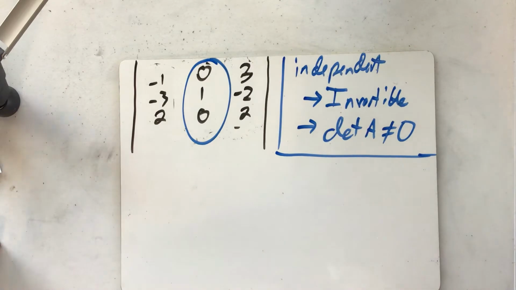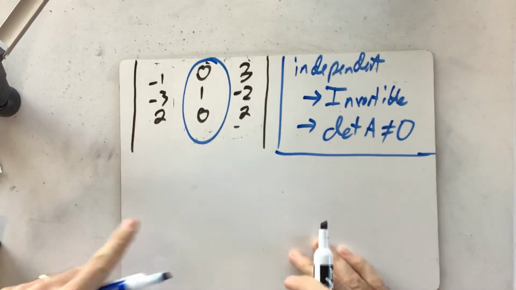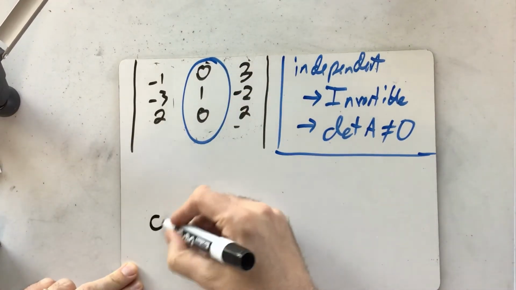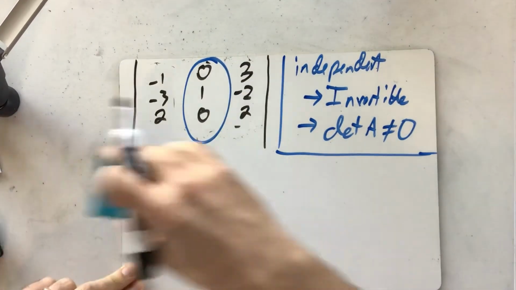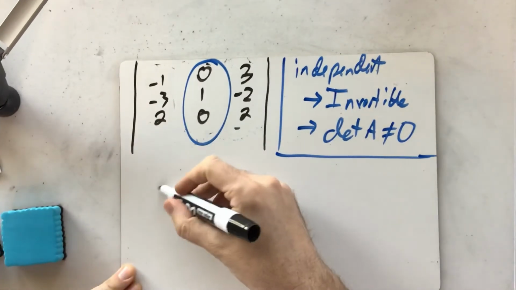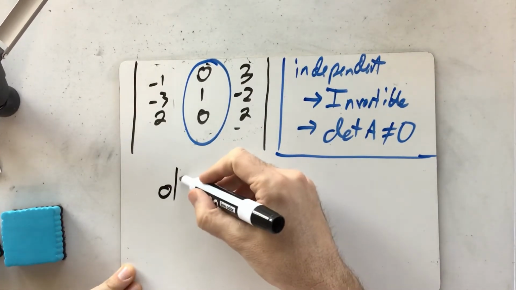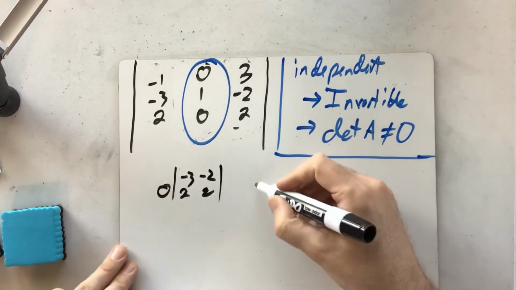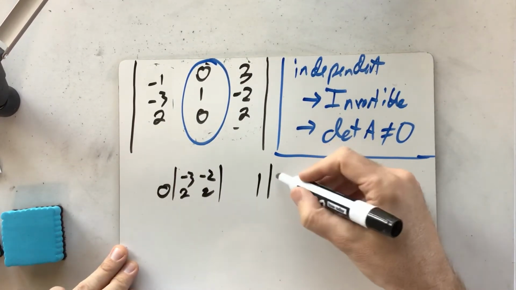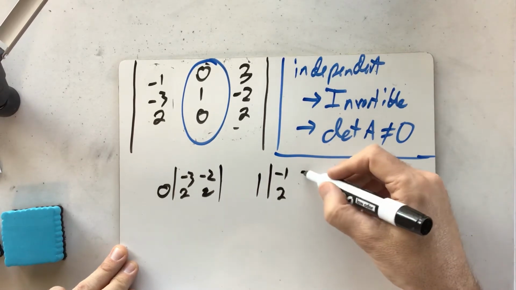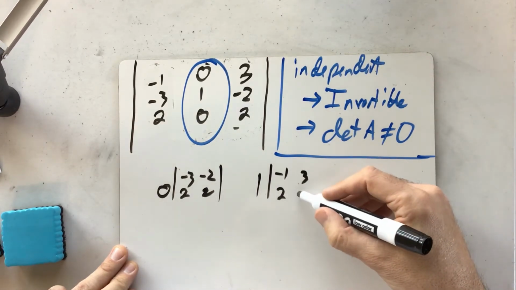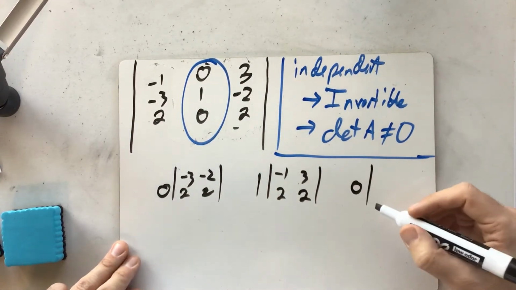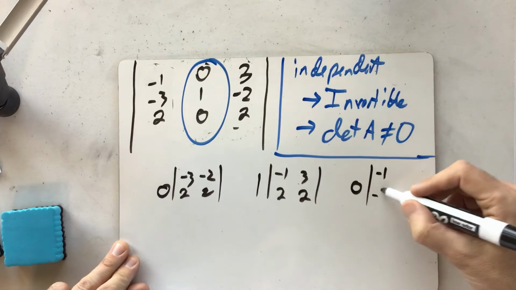And again, I'm going to go a little bit quick through this. Hopefully, like I said, you're working ahead of me and on top of these things. But I'm going to do 0 times the matrix -3, 2, -2, 2. Again, I didn't have to write this down. 1 times the matrix -1, 2, 3, and 2. And then finally 0 times the matrix -1, -3, 3, and -2.